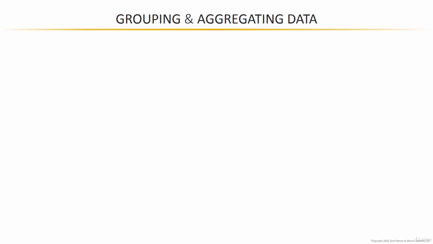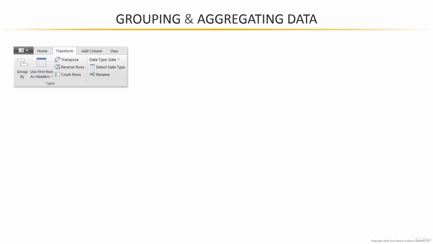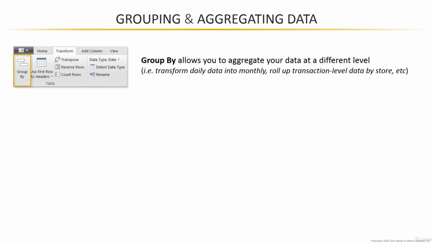Next up, I want to talk about grouping and aggregating data. Within the Transform tab of the query editor, you'll see this Group By option on the left, and this allows you to aggregate or roll up your data at different levels of granularity.